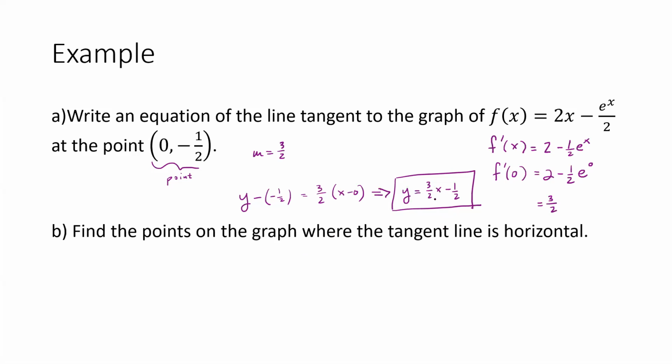Okay, so this is finding the equation of the tangent line. What about the second part? It says find the points on the graph where the tangent line is horizontal. So how do I interpret that statement there? How would I find the points where the tangent line is horizontal? Is it where y equals 0?